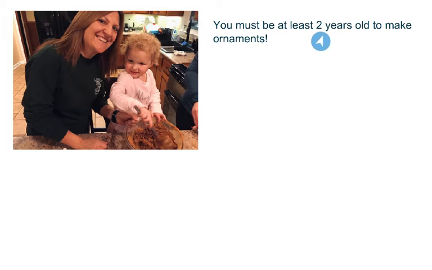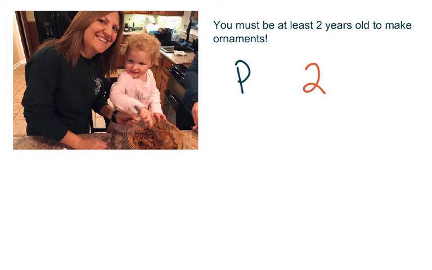So if you must be at least 2 years old to make ornaments, we can write an inequality to represent this statement. One easy way to think about this is to use these people as examples. This is my mom. Her name's Pam. So I'm going to use a P as the variable to represent Pam. Pam has to be at least 2 years old. She's obviously older than 2. She has to be older than 2. So I'm going to write a 2.